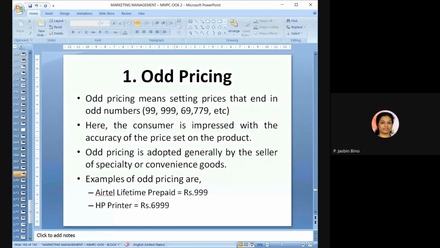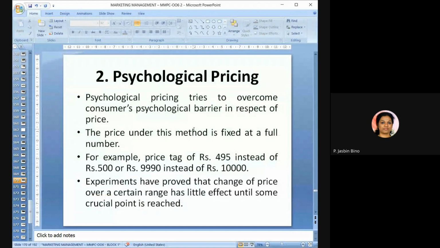Normally, for Airtel lifetime prepaid or an HP printer, the price will be 199, 999 or 1999 or 2999 and so on. This is what is known as odd pricing. Normally, the end will be some odd numbers. Then psychological pricing, they'll be fixing the price tag as 495 instead of 500. Since they are fixing 495 for 500, just 5 rupees is reduced from 500. But what we'll think is it may be 400 or something like that. This is what is psychological pricing.